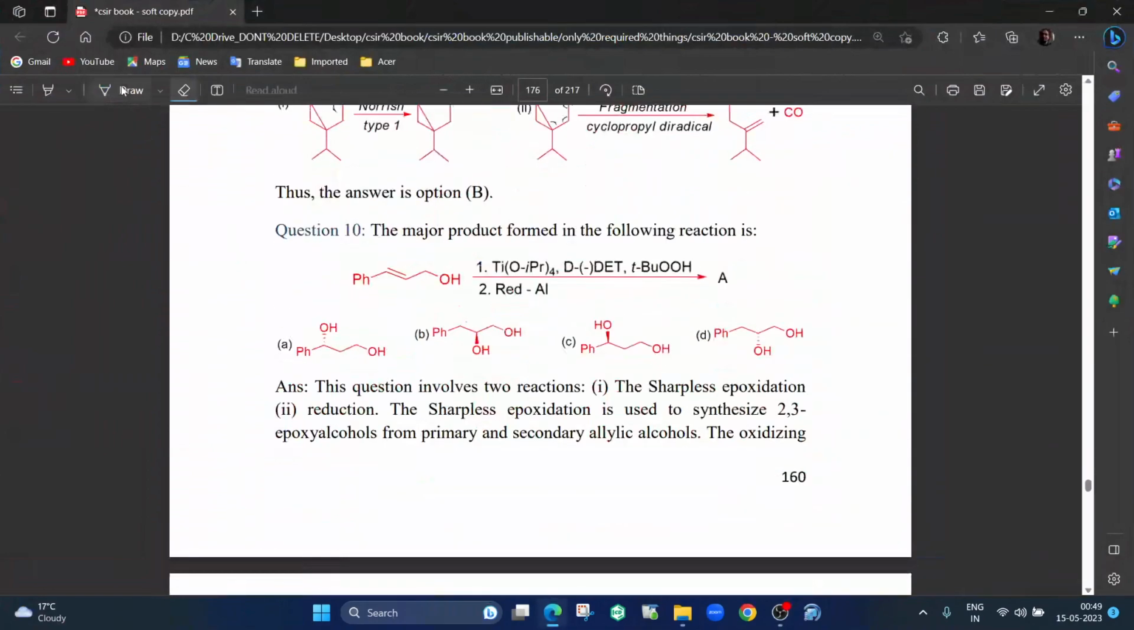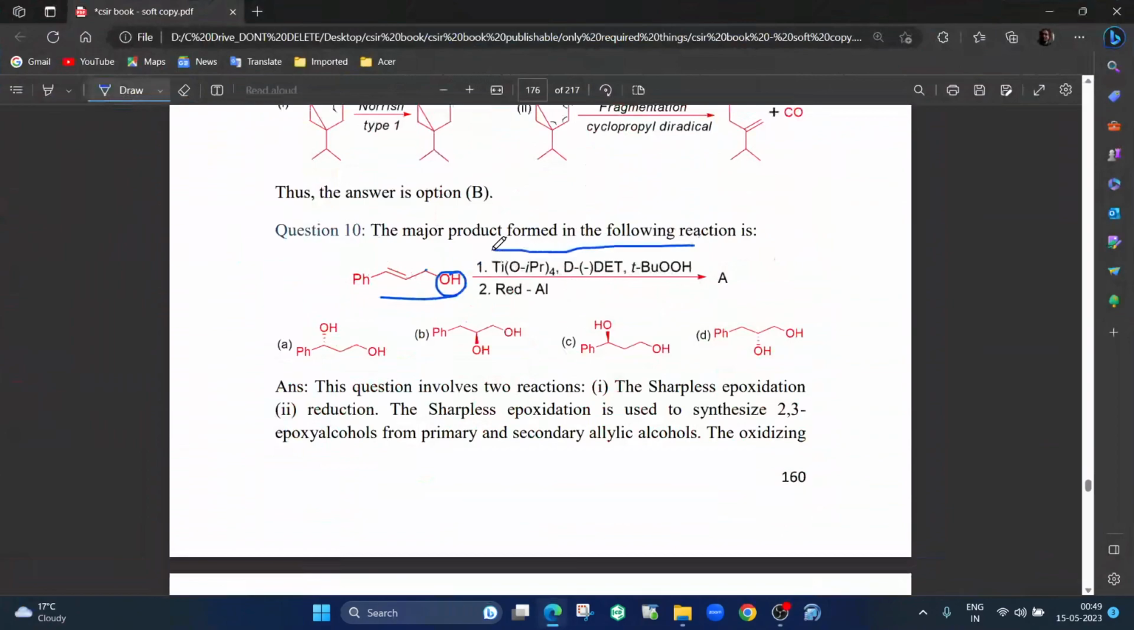Last question for today's video. The major product in the following reaction is, so you are having this allylic alcohol. Allylic means you have a double bond between, there is a carbon and then next is the functional group with which we are dealing. So because it is an allylic alcohol, and you are reacting with titanium tetraisopropoxide, diethyl tartrate and tertiary butyl peroxide, and second one is Red-Al.